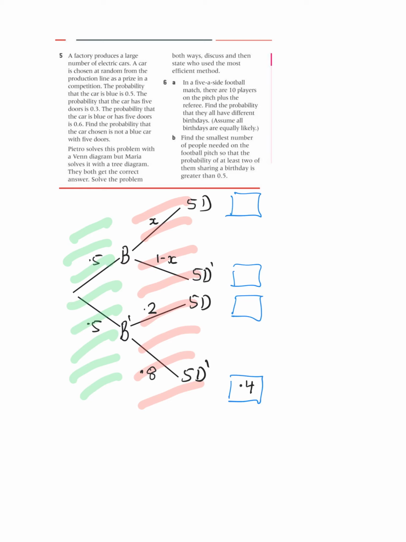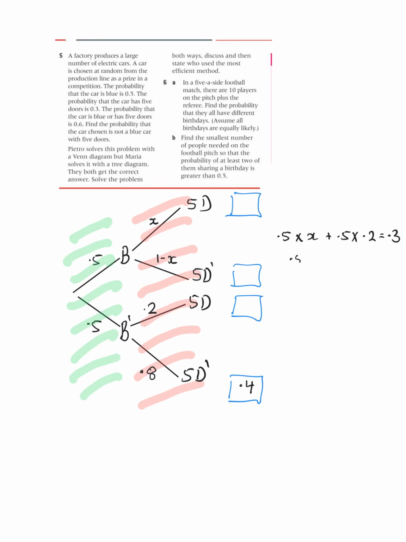All right. So what do we know? We know that the probability that the car has 5 doors is 0.3. So let's write an equation here. We know that 0.5 times x plus 0.5 times 0.2 equals 0.3. 0.5 times x, that's that one, that's a 5 door, plus 0.5 times 0.2 has to equal 0.3 because they told us the probability of a 5 door car is 0.3. And then we can solve for x.